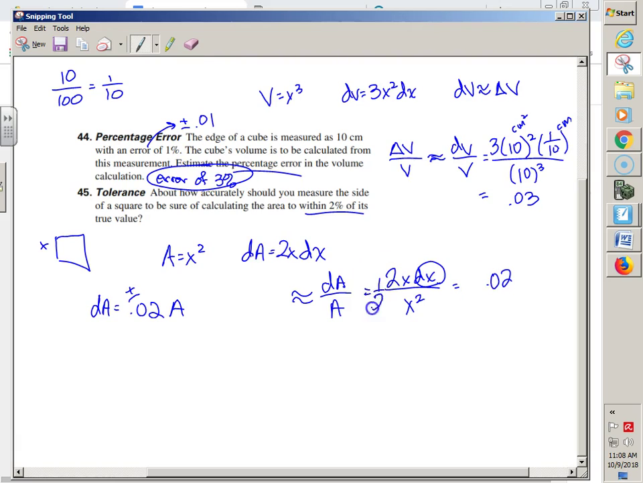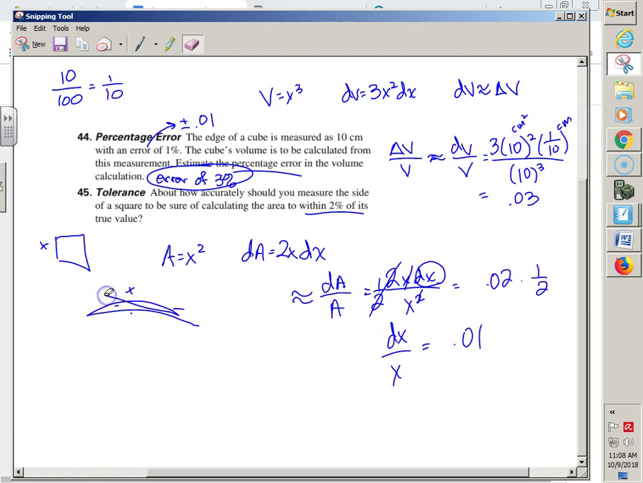If you multiply by 1/2, your x's do reduce. I had it. I just didn't realize I had it. You end up with dx over x. What's that? Percentage error of the measured side. We had it. I was looking for dx, but dx is the measurement error.